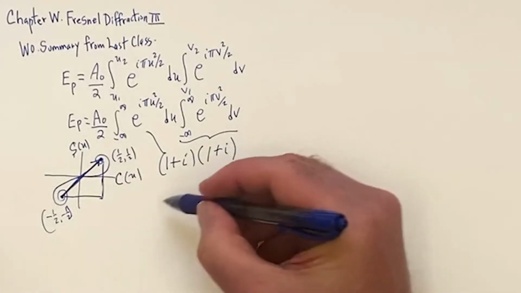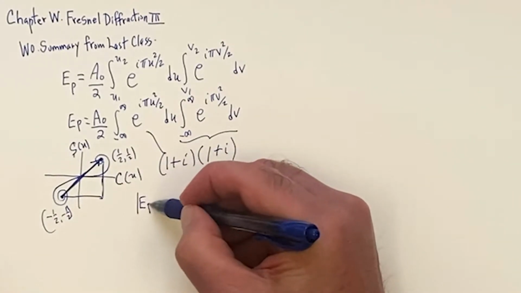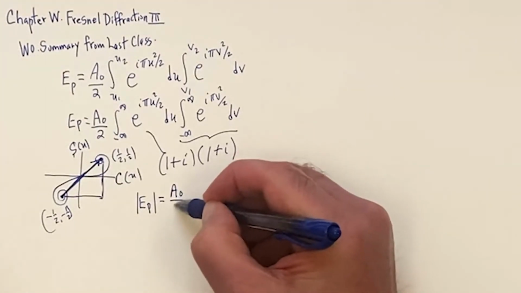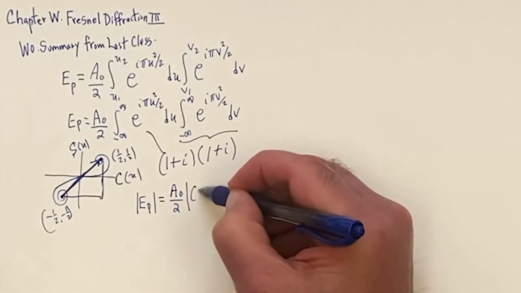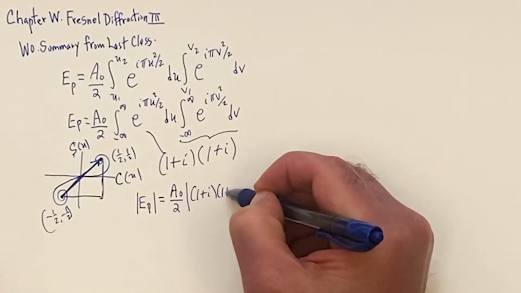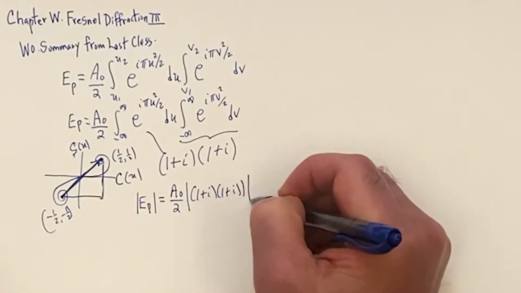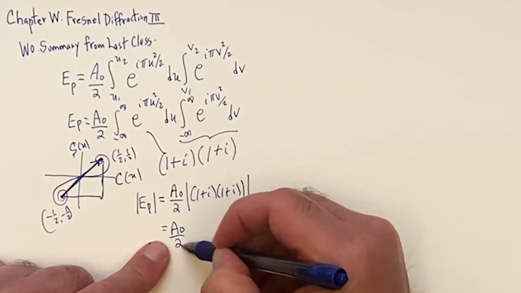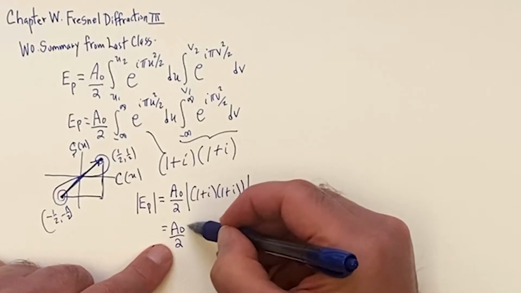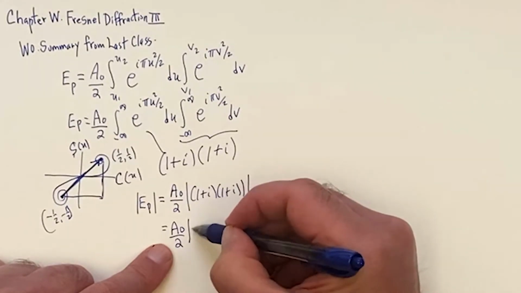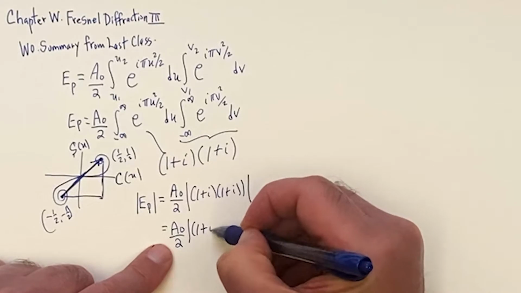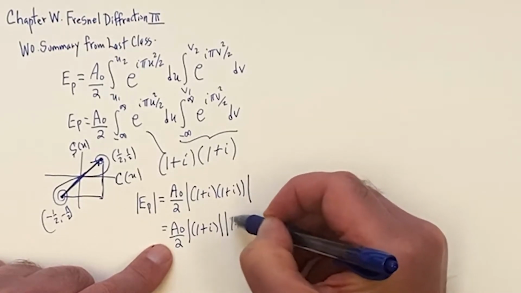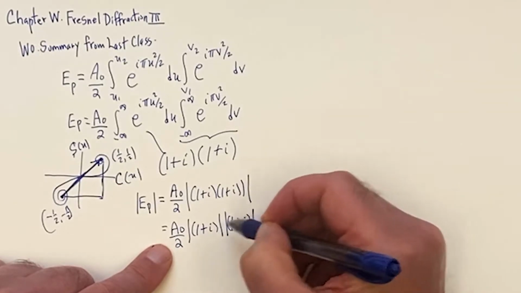So then when you do your modulus, you have here A naught over 2, and then we have the 1 plus i and the 1 plus i. And I showed you earlier in the notes a little review of complex numbers and the modulus. You could break this up into the modulus of the first one times the modulus of the second one.